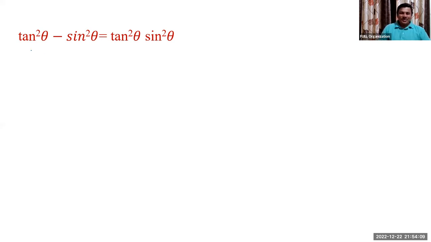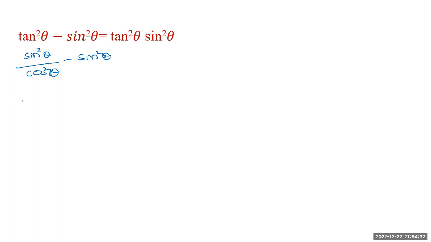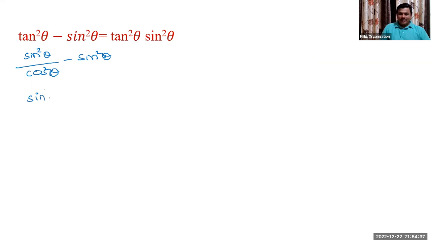Okay, children, how do you solve this one? Tan square theta, you can write it as sine square theta by cos square theta, minus sine square theta. Okay, so next, LCM. Correct, no? What will you get as the LCM? Sine square theta minus sine square theta into cos square theta, divided by cos square theta.